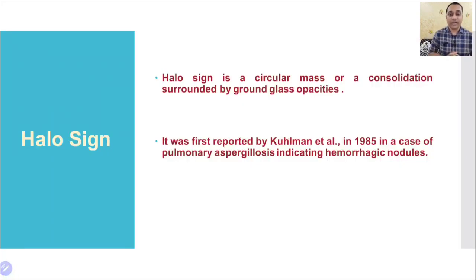So how will you define halo sign? The halo sign is a circular mass or a consolidation which is surrounded by a ground glass opacity. It was first reported by Kuhlman et al. in 1985 in a case of pulmonary aspergillosis, indicating the hemorrhagic nodule.